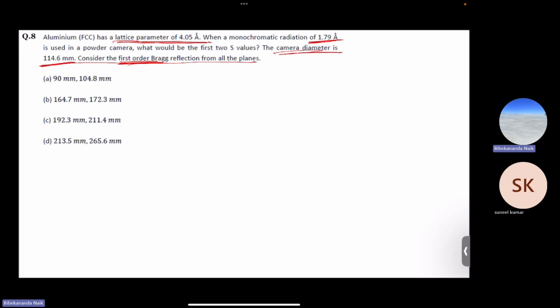the peaks will be observed on the developed film. The options are option A 90 mm, 104.8 mm; option B 164.7 mm, 172.3 mm; option C 192.3 mm, 211.4 mm; or option D 213.5 mm or 265.6 mm. So these are the four options. Again, this question is based on the powder crystal method. I request you to try this question and then we will discuss.